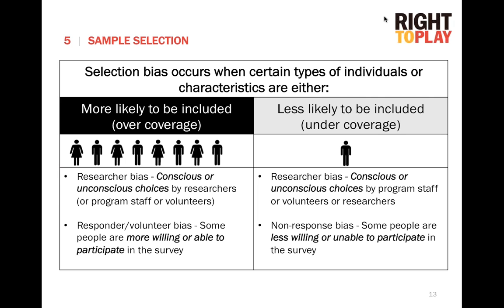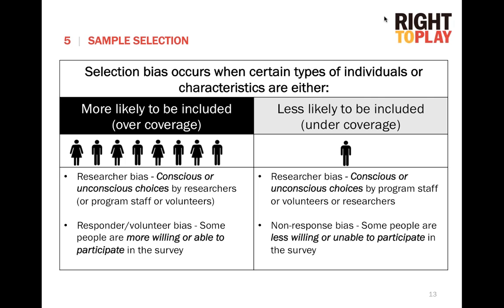When it comes to the respondents themselves, there can also be bias in terms of who is willing to participate or who is able to participate, because some children might be more outgoing, they might be more involved with Right to Play programs. There might be kids that are just always the first ones to raise their hand or to volunteer to participate in something. And outcomes for these children might be very different than the less outgoing or the quieter children.